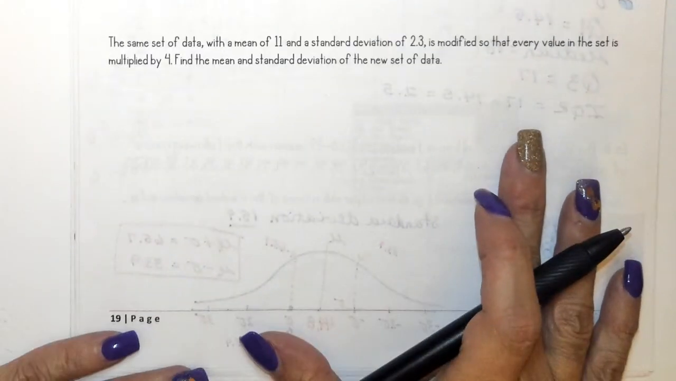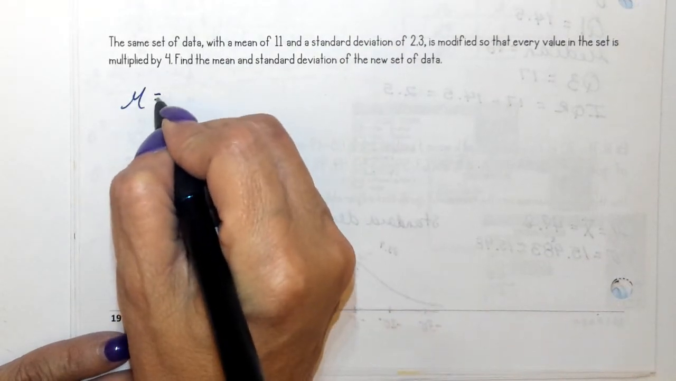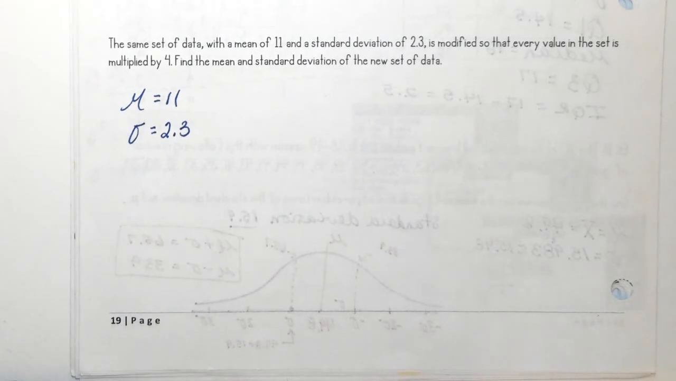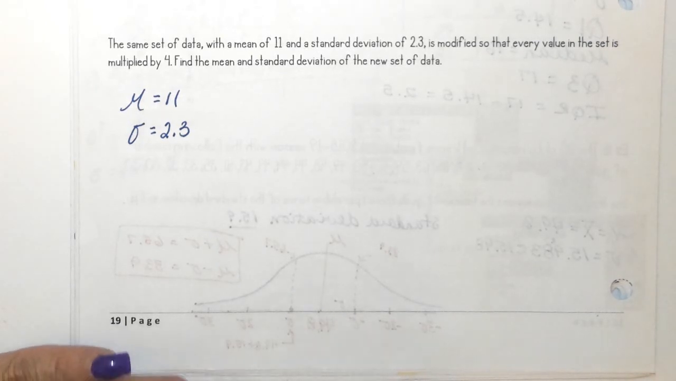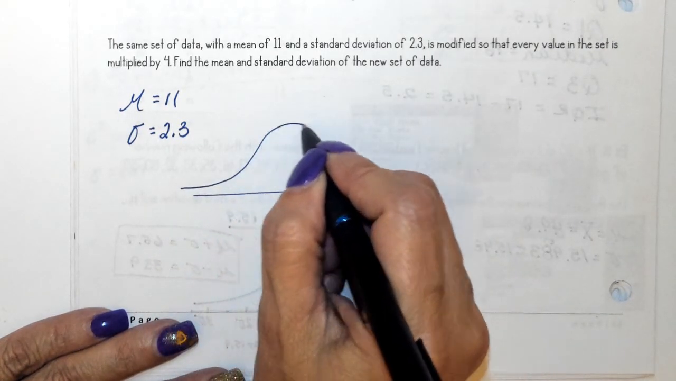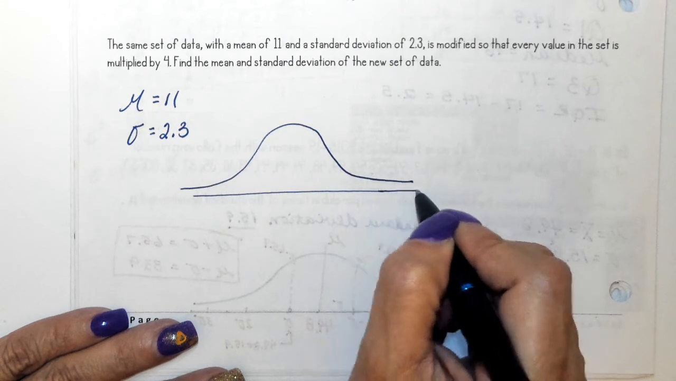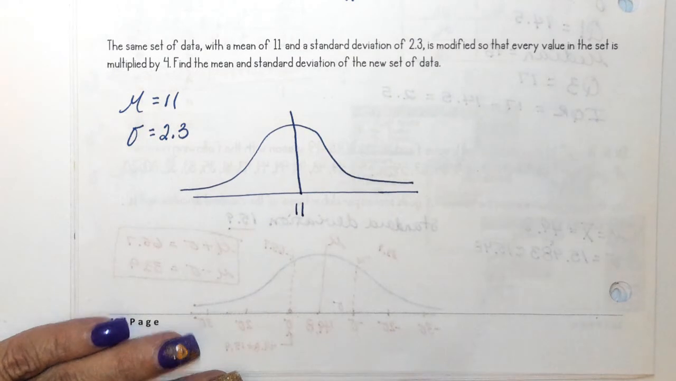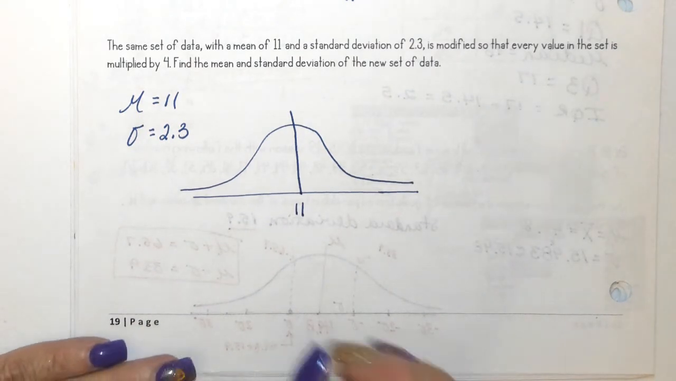Okay, the same data. So we've got the mean is 11, and the standard deviation is 2.3. The same set of data with a mean of 11 and standard deviation of 2.3 is modified so that every value in the set is multiplied by 3. Find the mean and standard deviation of the new set of data. Okay, so let's draw it again. Here's our data. We know we've got the mean right here at 11. But now we are multiplying everything by 3.